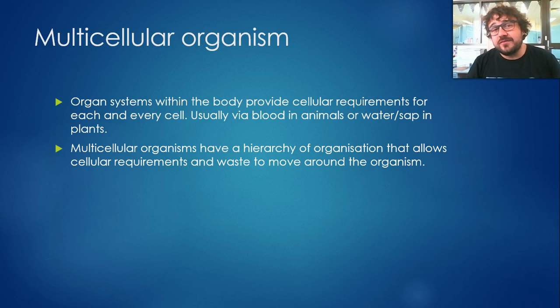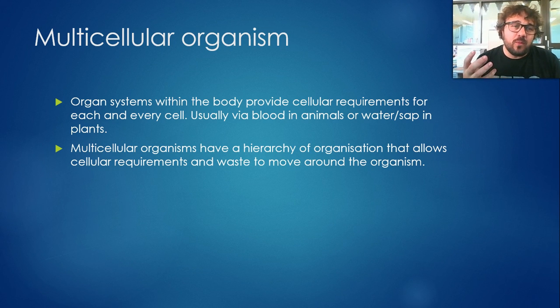Okay, so first off, multicellular organisms. This is not new to you. You are a multicellular organism. You have multiple cells. So an organ system within the body provides all of the cellular requirements for each and every cell. Okay, and this usually gets to it via blood in animals or water and sap in plants. And we'll have a look at that probably in the next couple of lessons.